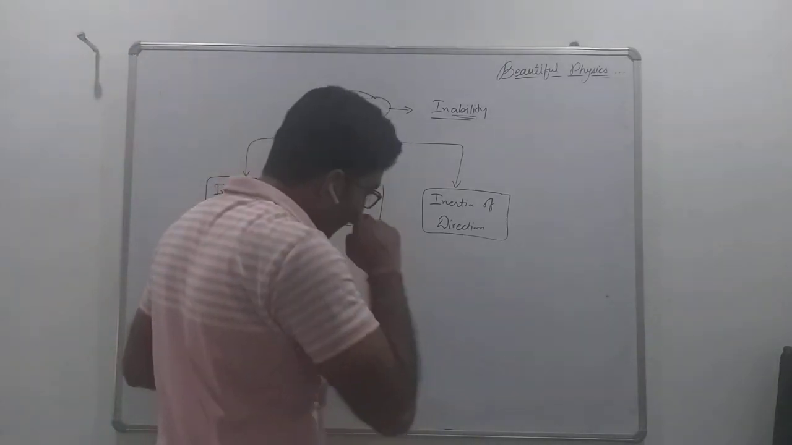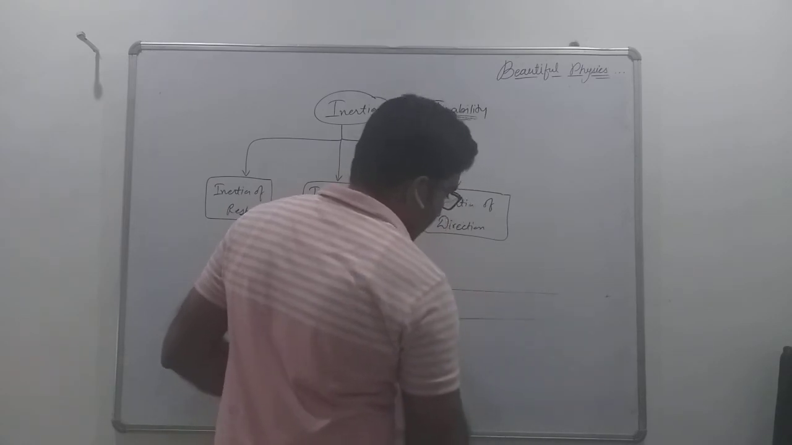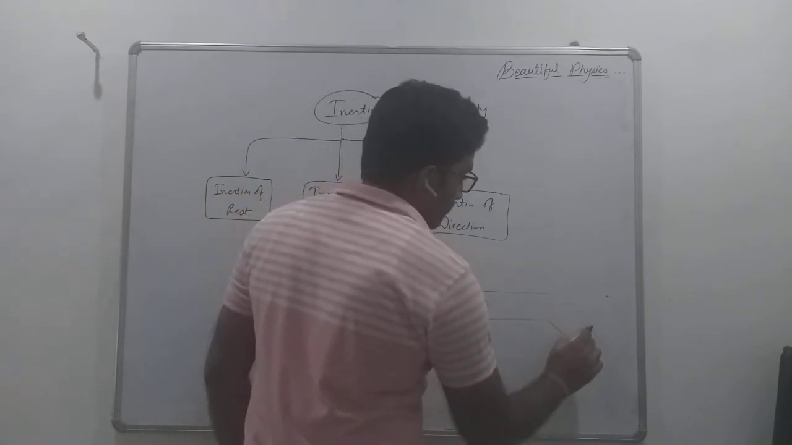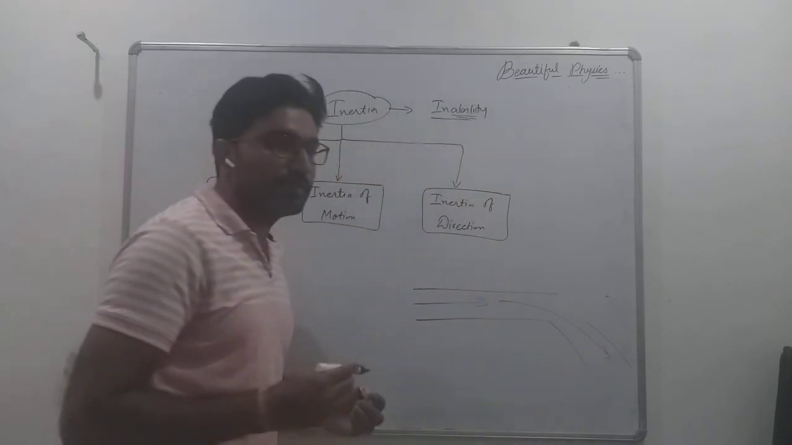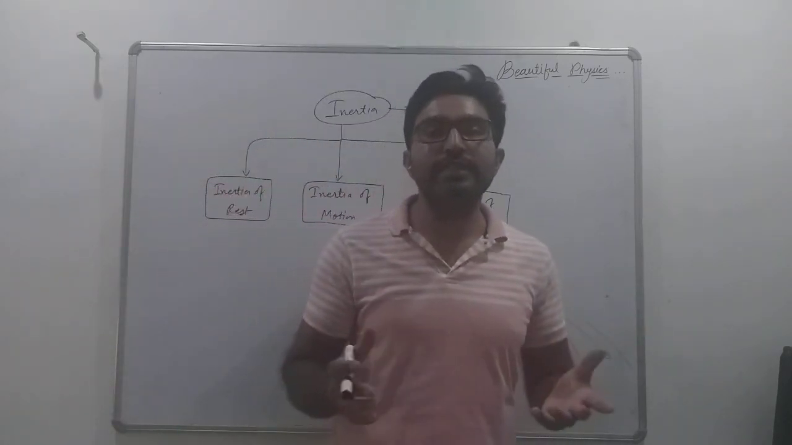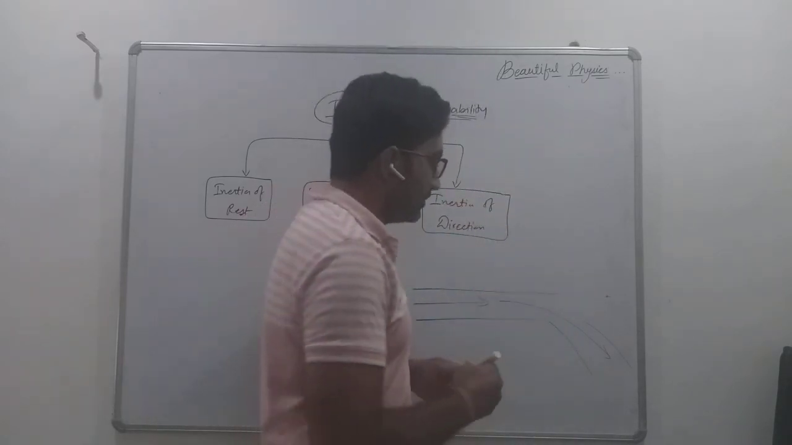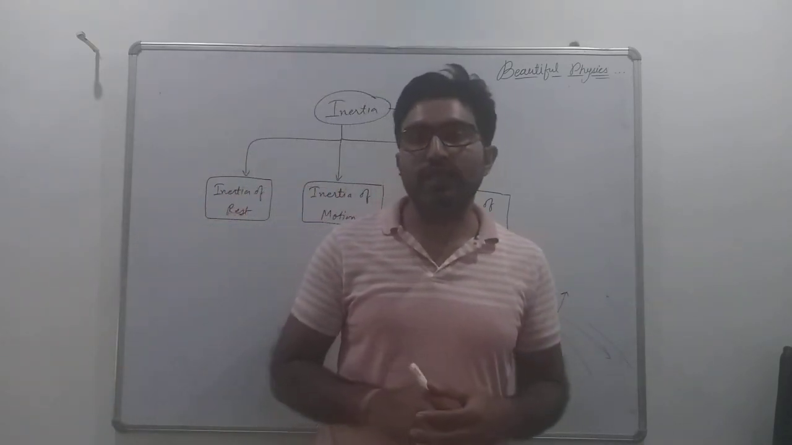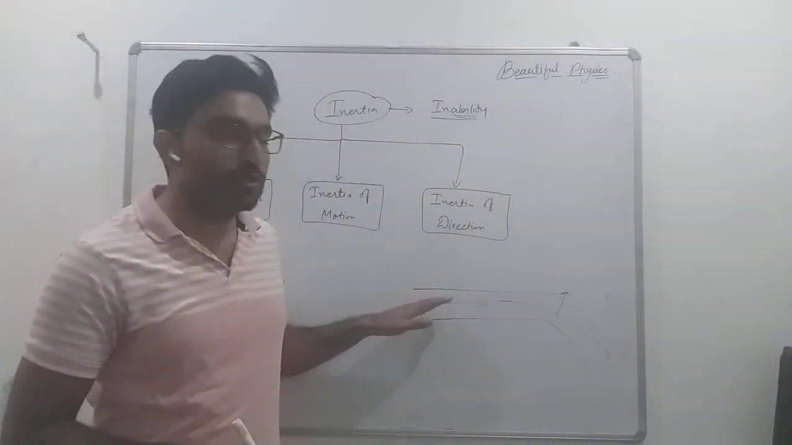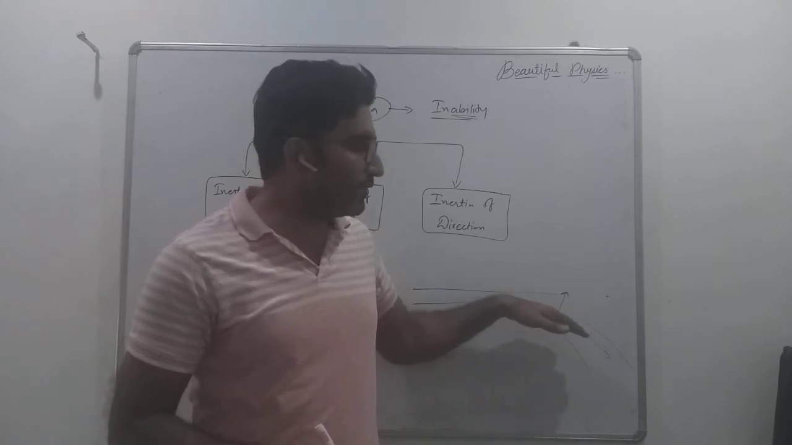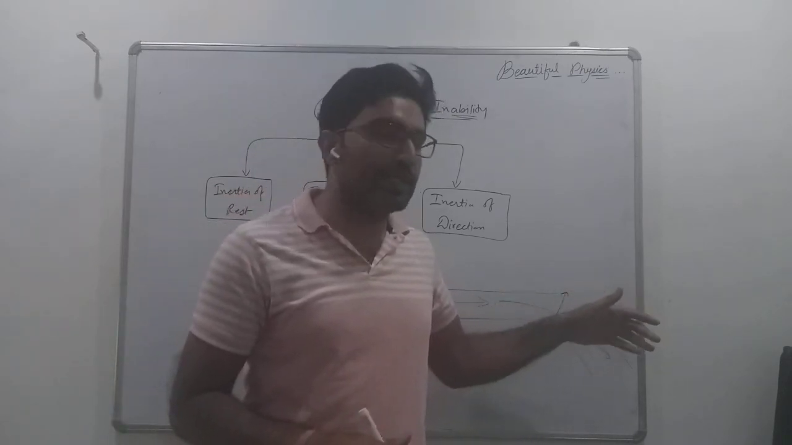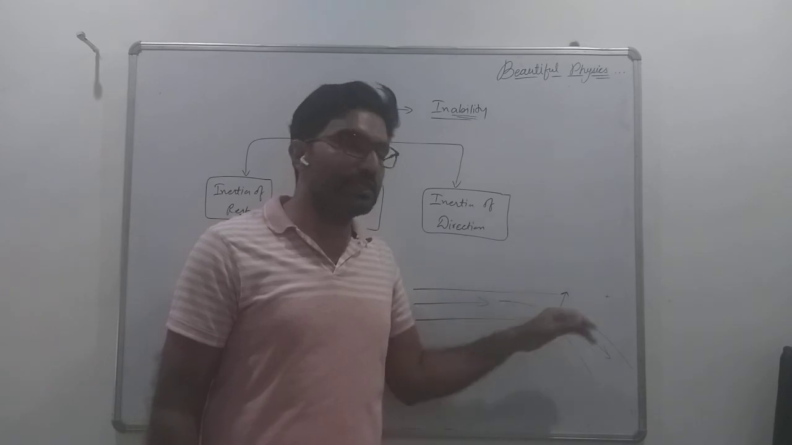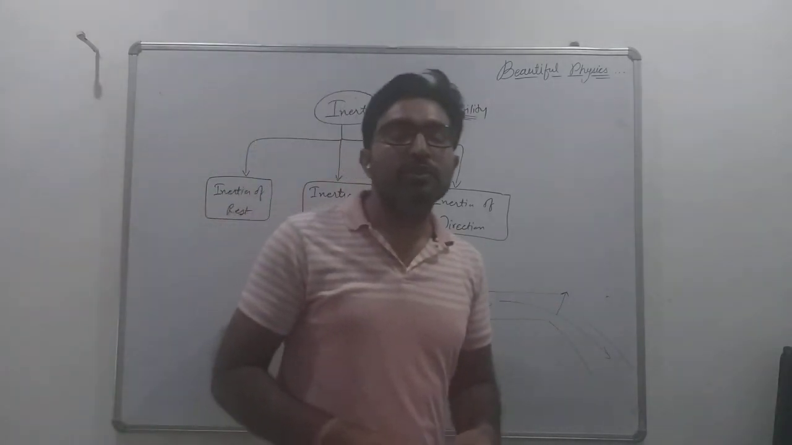Now let's talk about the inertia of direction. Suppose we were moving in a particular direction, for example a car is moving on a highway and it takes a sharp turn. Then the people sitting near the window or inside the car feel a backward, or we can say outward, pull, due to which they move in the opposite direction of the turn of the car. If we are traveling in a car and it suddenly turns, we feel a force in the direction opposite to the way the car turned. This outward push is due to inertia of direction.